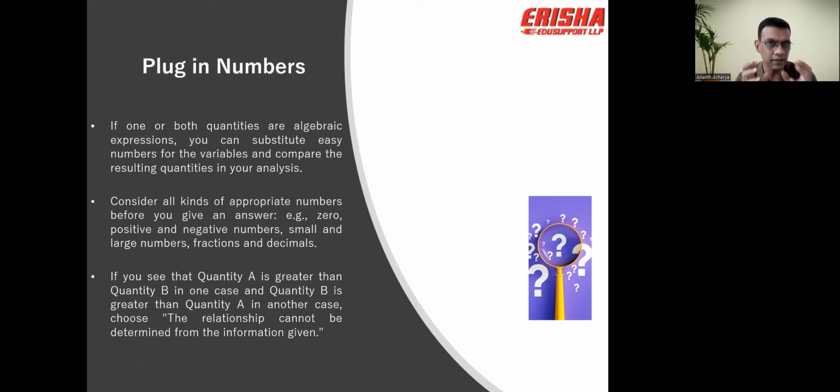where you start placing numbers to see whether your expressions, especially on the algebraic expression side, are giving you a consistent outcome. So we start placing numbers like 0, positive, negative, small numbers, large numbers, fractions, decimals. Obviously, we don't start putting everything everywhere. We use our smartness and intelligence to plug in the numbers appropriately.